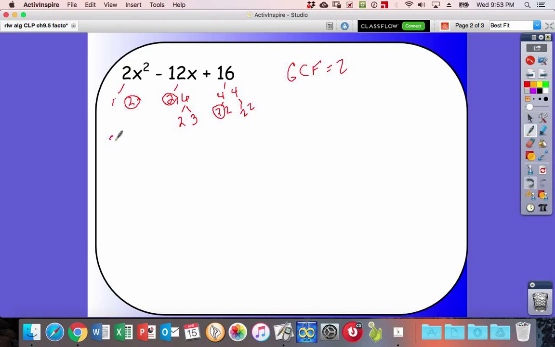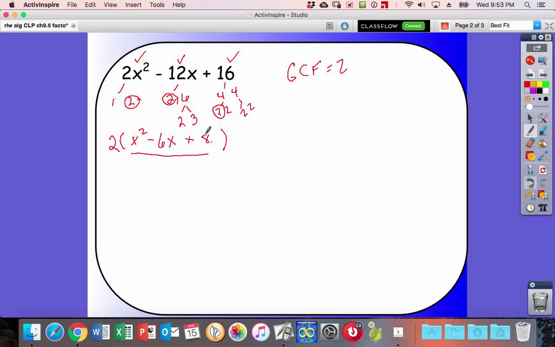Now I'm going to take it out. And what do I multiply by so that it equals this? 2 times x squared would equal 2x squared. This is a minus 6x because 2 times negative 6x gives me the negative 12x. 2 times 8 gives me a 16. So now when I go to factor, I'm not going to pay any attention to that 2. I'm just going to factor this right here.